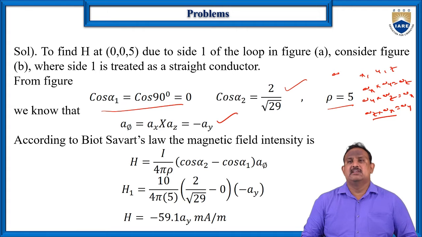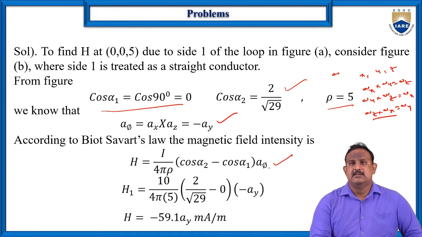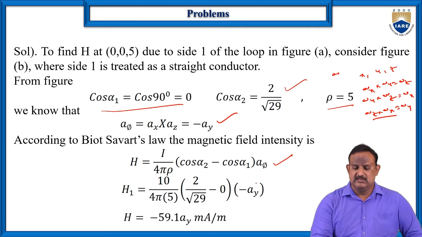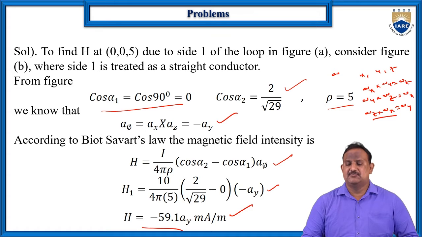According to Biot-Savart's law, the magnetic field intensity is H equals I by 4 pi rho into cos alpha 2 minus cos alpha 1 into a-phi. In place of a-phi, I am assuming minus a-y. Substituting, the current is given as 10 amps, so 10 by 4 pi into rho is 5, into cos alpha 2 is 2 by root 29 minus 0, into minus a-y. Therefore, the magnetic field along the y direction is minus 59.1 a-y milliamps per meter.